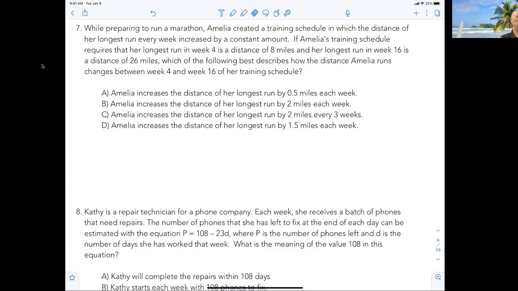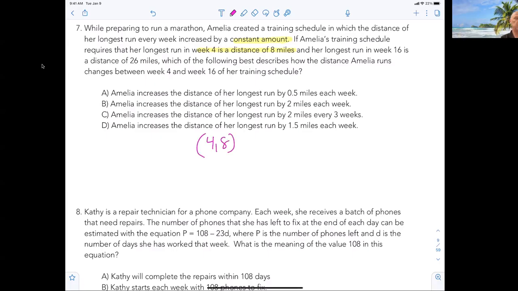Now, again, what I want to do is, while preparing to run a marathon, Amelia created a training schedule in which the distance of her longest run every week increased by a constant amount. So what I'm trying to remind you of, when somebody says increase by a constant amount, that'd be like increase this week by 2 miles, next week, 2 miles, then two more miles. You see what I'm saying, right? So get a picture of what they're asking you. Then it says that in week four, she did 8 miles. So right off the bat, look how easy.